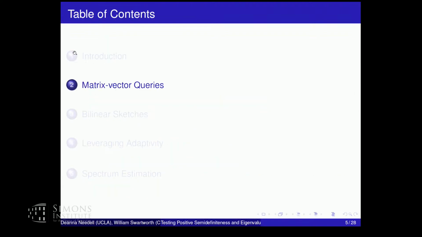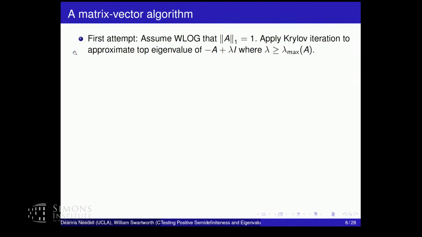So let's first look at matrix vector queries. And let's look at p equals 1. Without loss of generality, we can assume that the one norm, which is just the sum of the absolute values of eigenvalues of your matrix, is 1. The whole problem is scale invariant. So how can we tell if A is PSD or it has an eigenvalue that's less than minus epsilon?